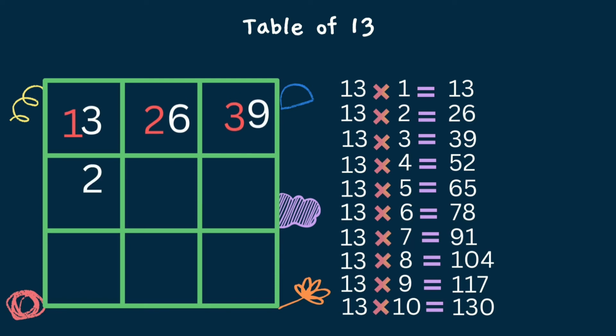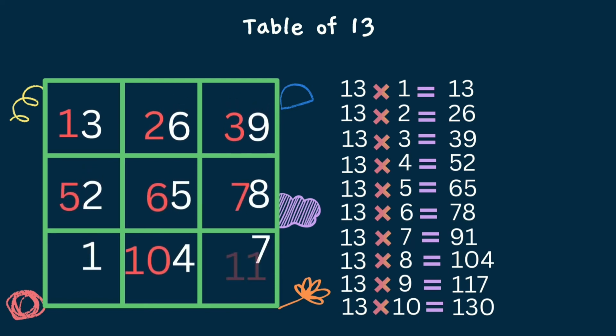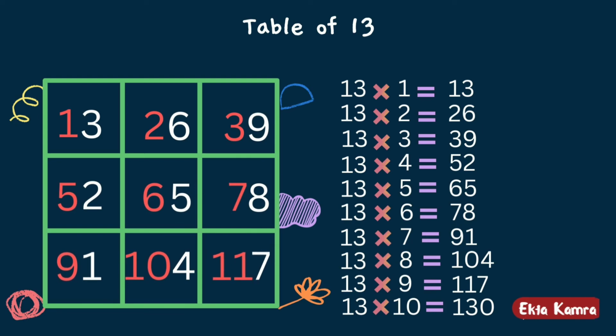Now let's check the table of 13 with the applied tricks. Let's revise the table of 13 first. 13 ones are 13, 13 twos are 26, 13 threes are 39, 13 fours are 52, 13 fives are 65, 13 sixes are 78, 13 sevens are 91, 13 eights are 104, 13 nines are 117 and 13 tens are 130. All the numbers in the grid box are completely similar to the table of 13.